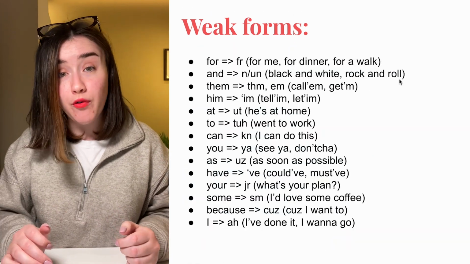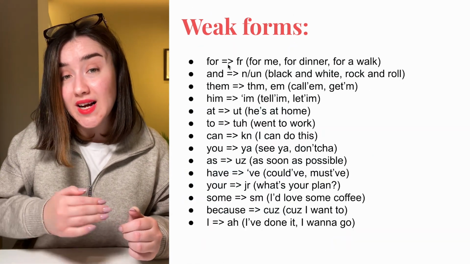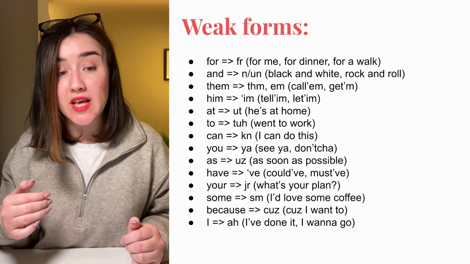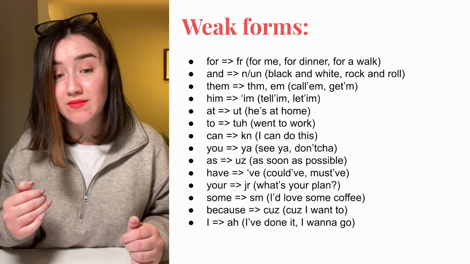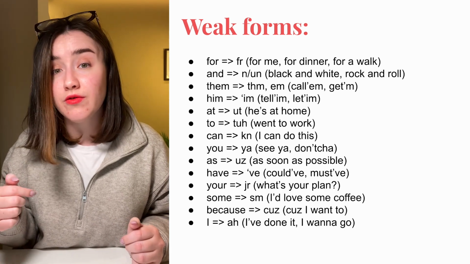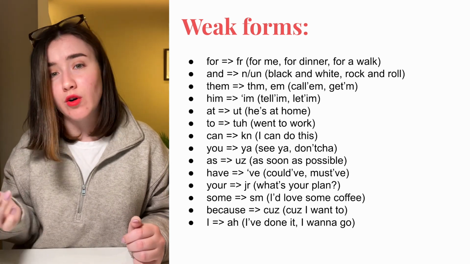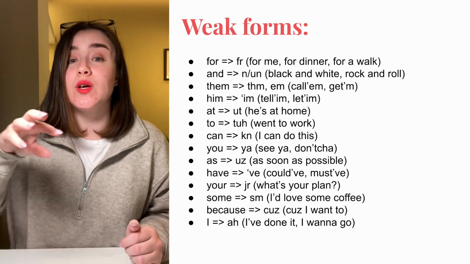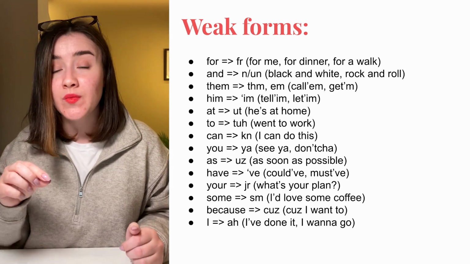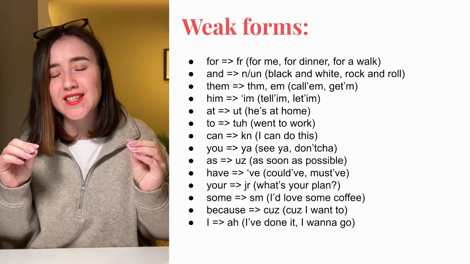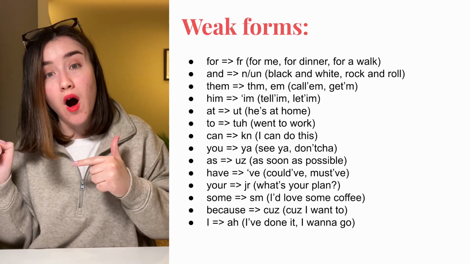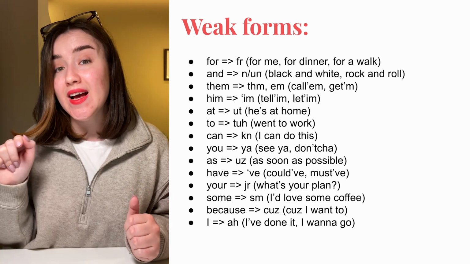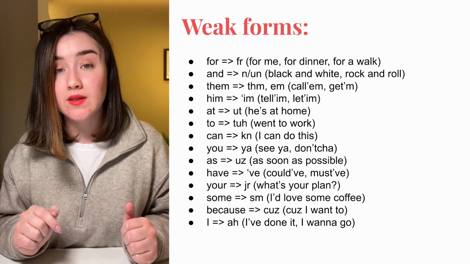So, weak forms. For becomes, now practice with me, for me, for dinner, for walk, for a. It's not for a walk or for a walk or whatever, okay? It's for a walk. We're stressing walk, so it's for a. We're just trying to skip very fast to the word walk, for walk. And is the strong form, and the weak form is going to be an.